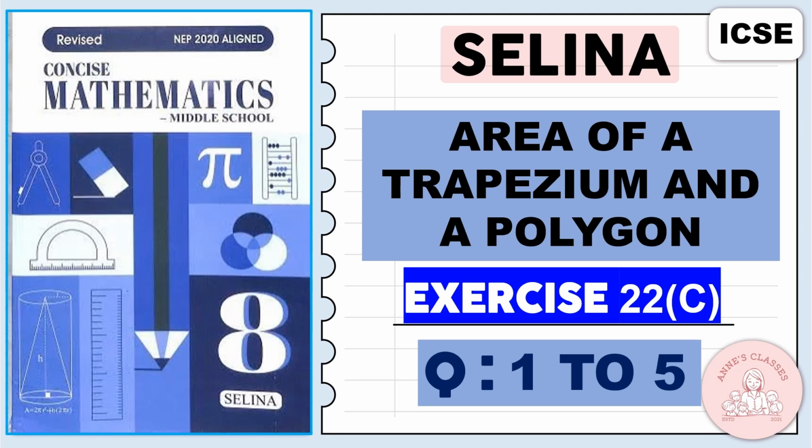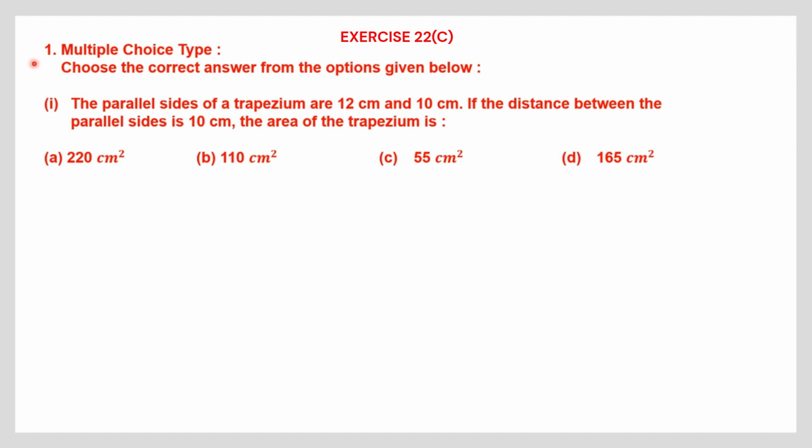Let's do area of a trapezium and a polygon, exercise 22C. Question 1, multiple choice type. Choose the correct answer from the options given below. The parallel sides of a trapezium are 12 centimeters and 10 centimeters. If the distance between the parallel sides is 10 centimeters, we have to find the area of the trapezium.